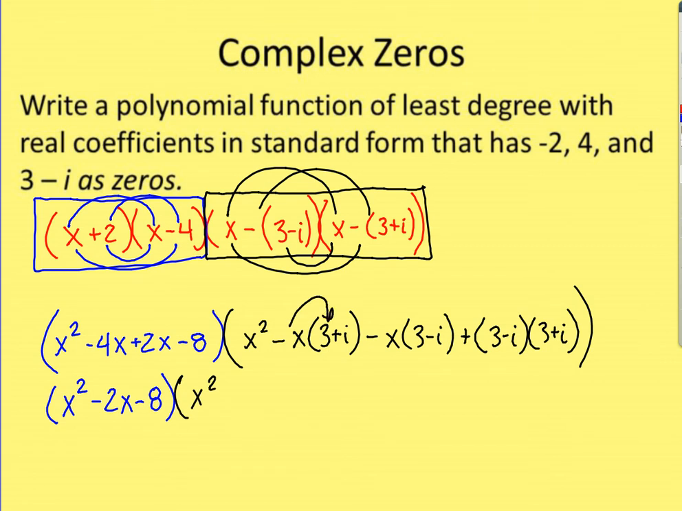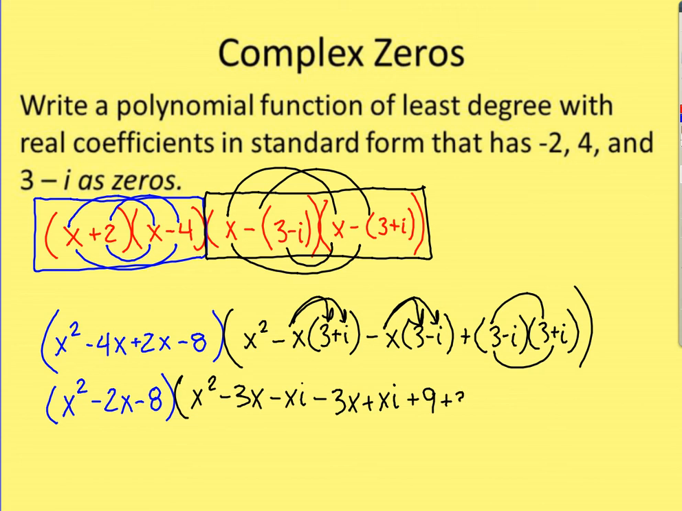If I distribute this negative x here and here, we're going to have negative 3x minus xi. Distribute here and here, we're going to have negative 3x plus xi. And then on this part, we are going to have to FOIL. So first, 3 times 3 gives me 9. Outside, 3 times i is plus 3i. Inside will be minus 3i. And last, negative i squared. We're going to leave that blue set of parentheses alone for right now.